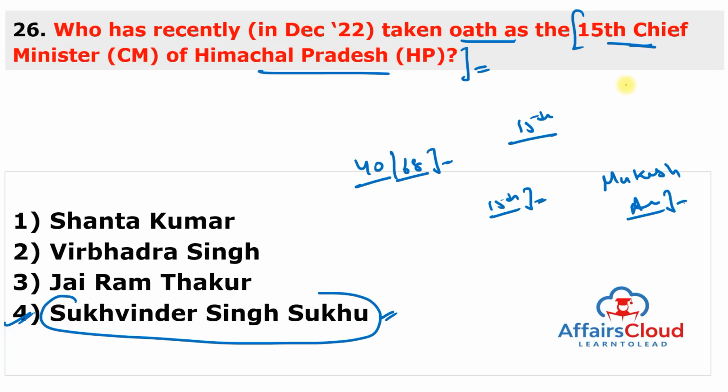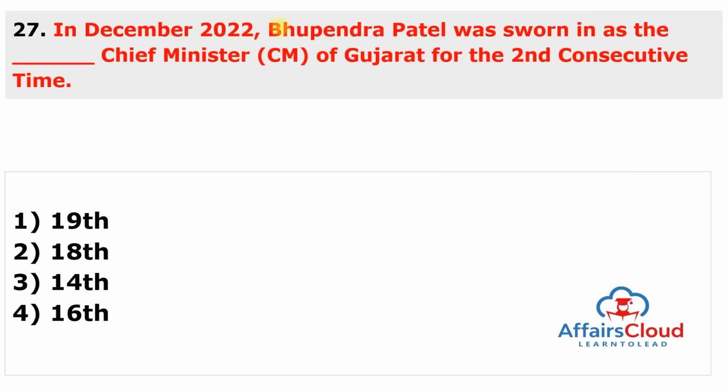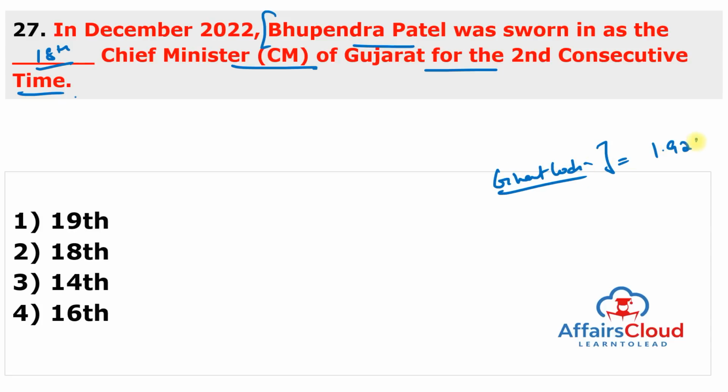Moving to next question. In December 2022, Bhupender Patel was sworn in as the Chief Minister of Gujarat for the second consecutive time. And this is the 18th Chief Minister of Gujarat. In the recently completed Gujarat Assembly election, Patel won the Ghatlodia seat. You can remember this, Ghatlodia seat, with the largest margin of 1.92 lakh votes. And he will serve as the CM of Gujarat for the second year in a row.